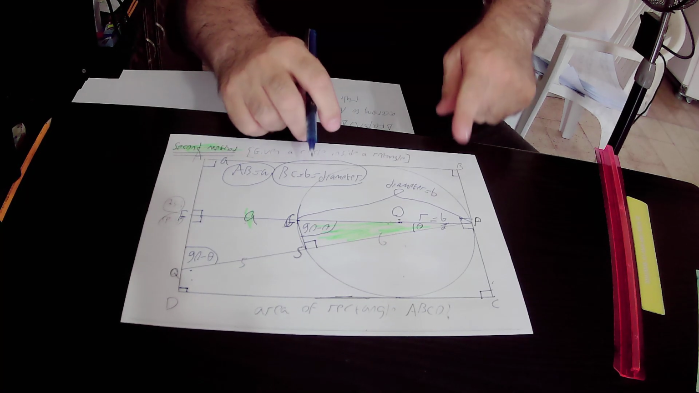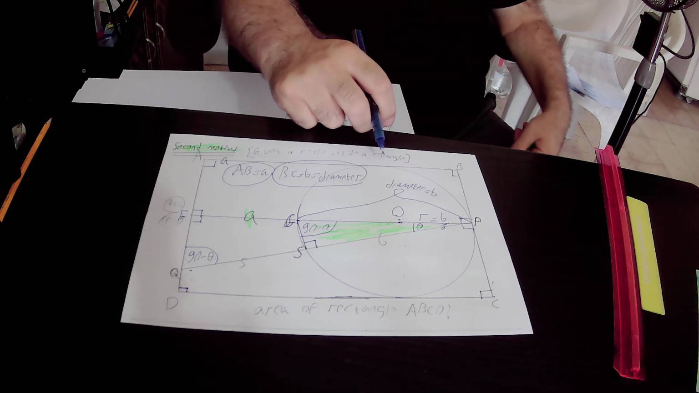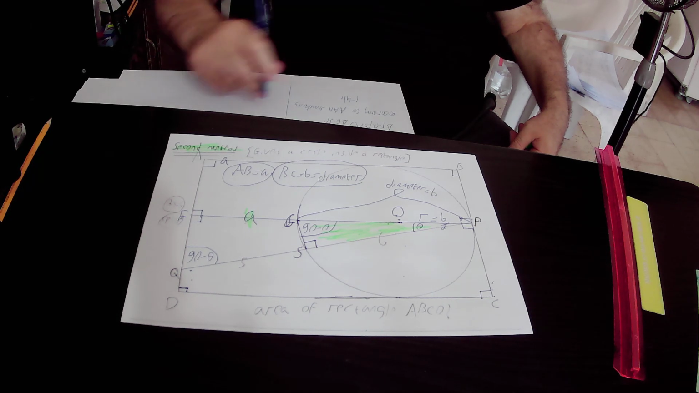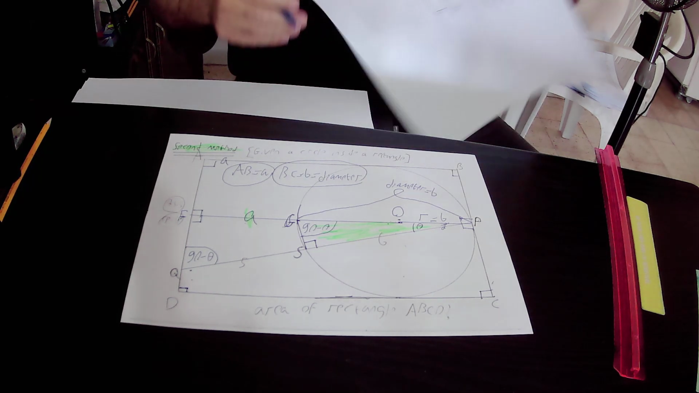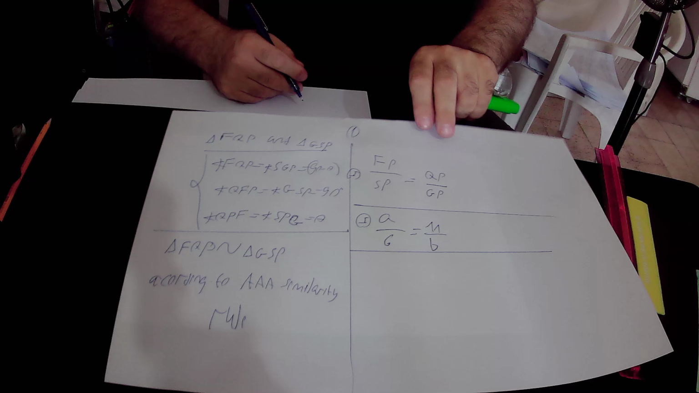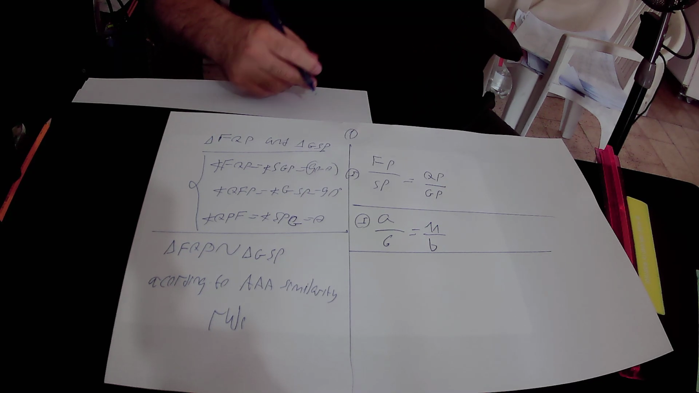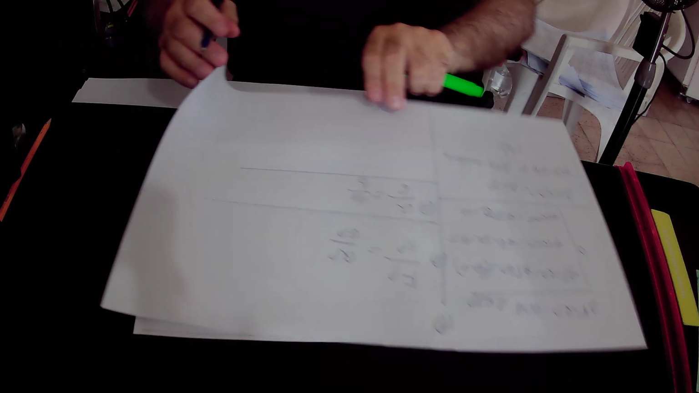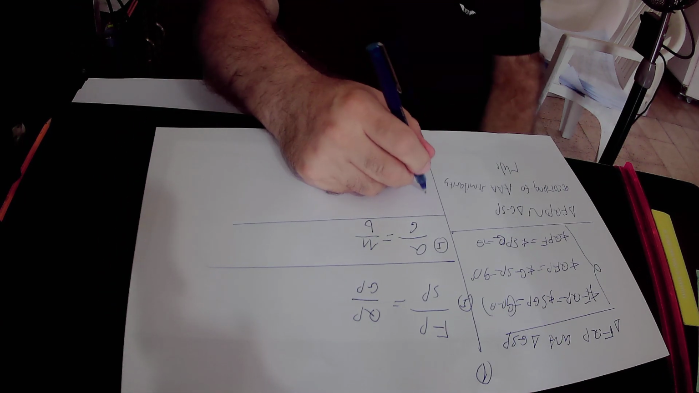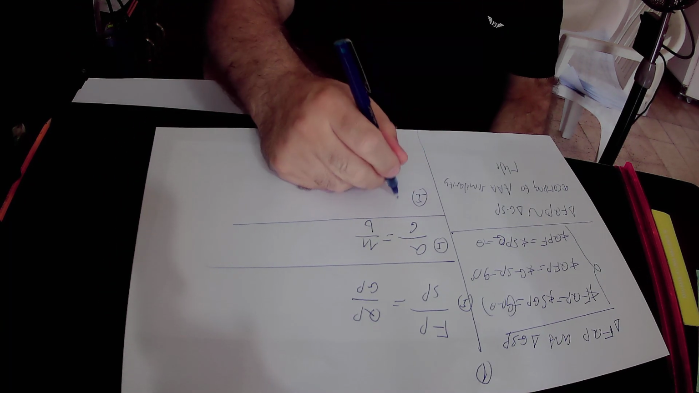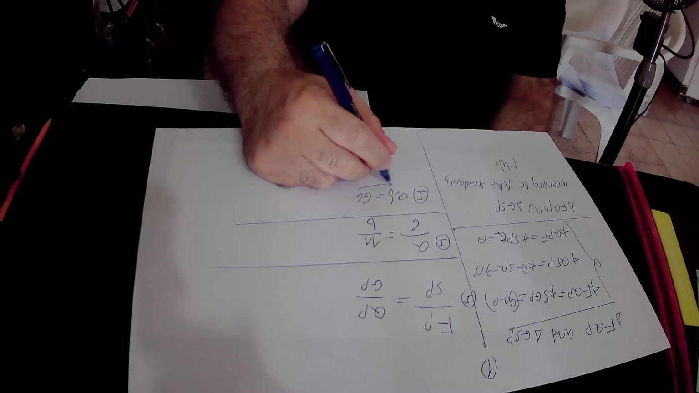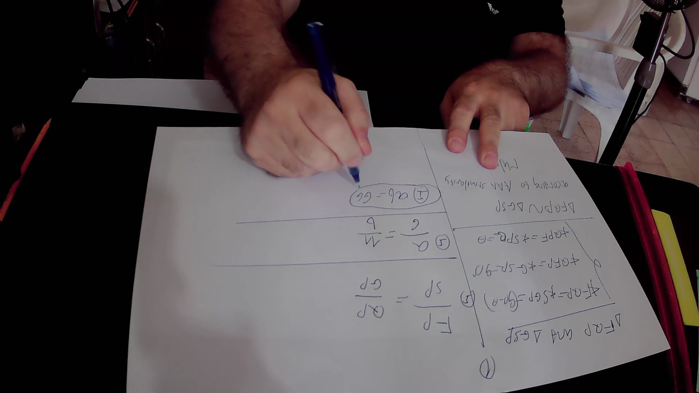What is the value of GP? The value of GP is the diameter of the circle, that is equal to B. So we substitute GP by B. In conclusion, we found out that according to equation number 1, A over 6 equals 11 over B. Here we cross multiply this equation, and we get that A times B equals 6 times 11, that is 66. So AB equals 66.